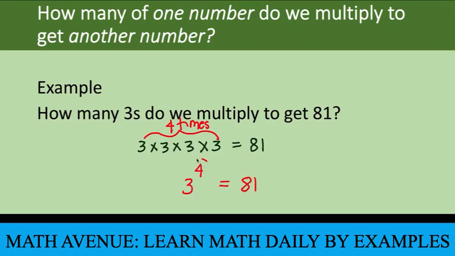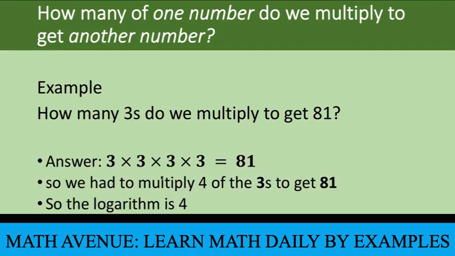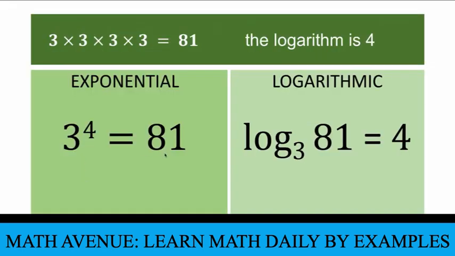Now this number 4 is what we call the logarithm. You might be complaining, 4 is the exponent. You're right, because logarithm means exponent. So we had to multiply 4 of these number 3s in order to get 81, and this 4 is now the logarithm. So if you have 3 raised to 4 equals 81, we can write this in logarithmic form this way.